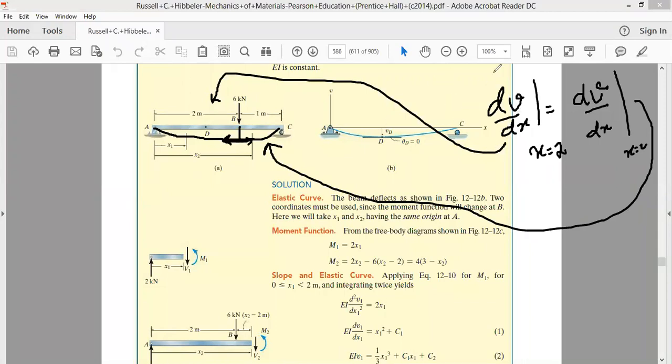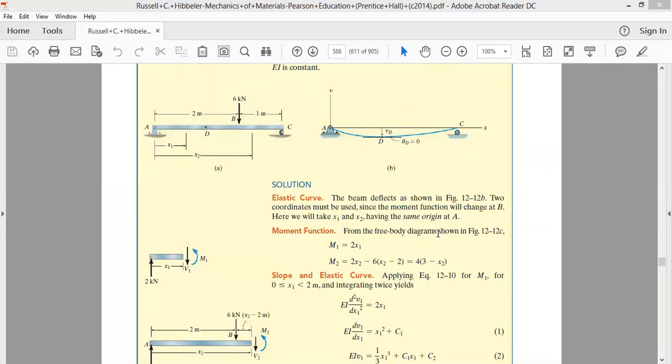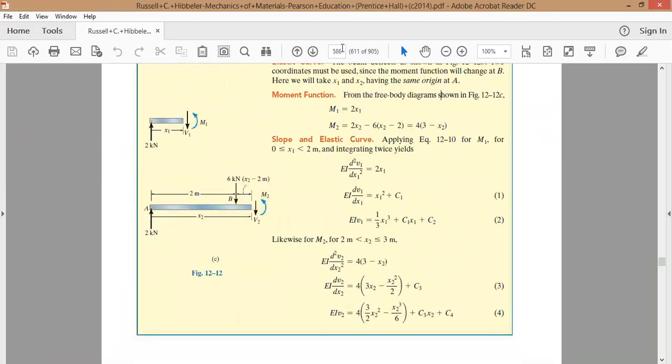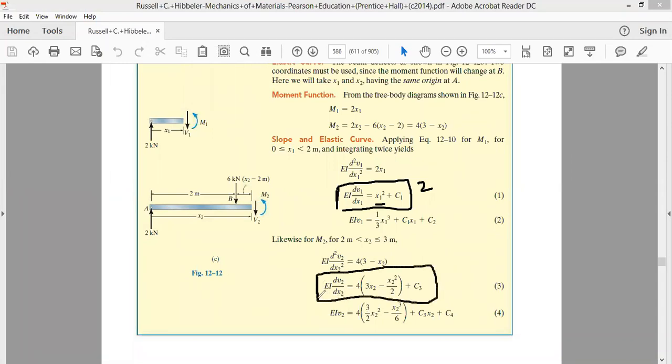That means if you substitute the value of x equal to 2 in this equation, and in this equation, then for x equal to 2 it will be 4 plus c1, and on the other side some value plus c3. The left hand side should be the same. So therefore you will obtain the equation between c1 and c3.